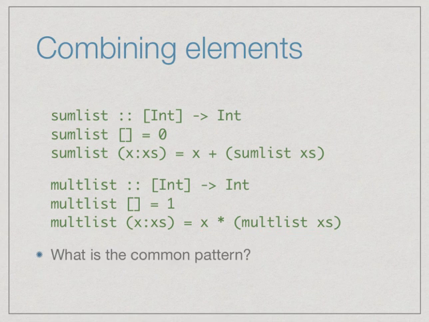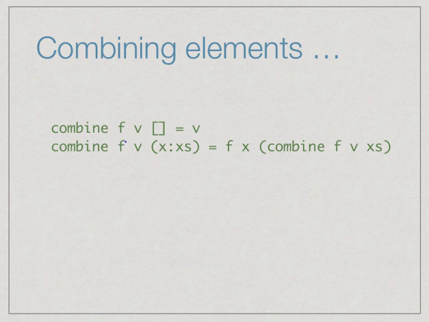So the common pattern is that we are combining a function across the list with an initial value. In this case the functions were hardwired as sum or multiply, but in general we have a function f. If we have the empty list, then we have this initial value v, and if not, then we apply the function to the current value and the recursively computed value that we got from the rest of the list.